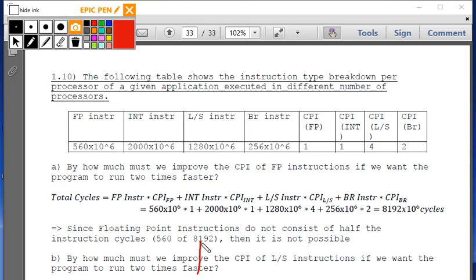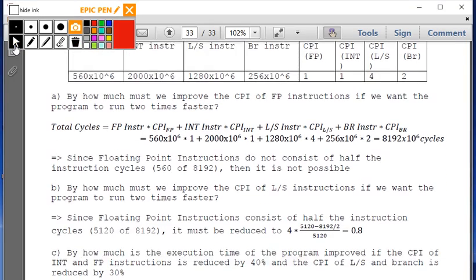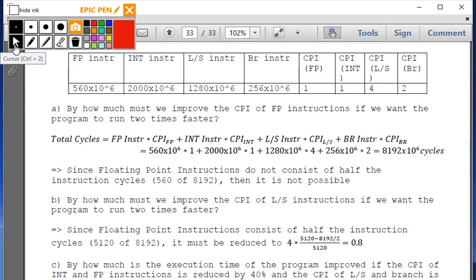Okay, so now that we understand part A, here's part B. By how much must we improve the CPI of load store instructions if we want to run the program 2 times faster? So we've done this calculation already. We already know it's 8192. And here we have 1280 times 4, right? So we have an available 5,120 of 8192. Since it's greater than half, we can accomplish this. And so we're able to do the calculation here.